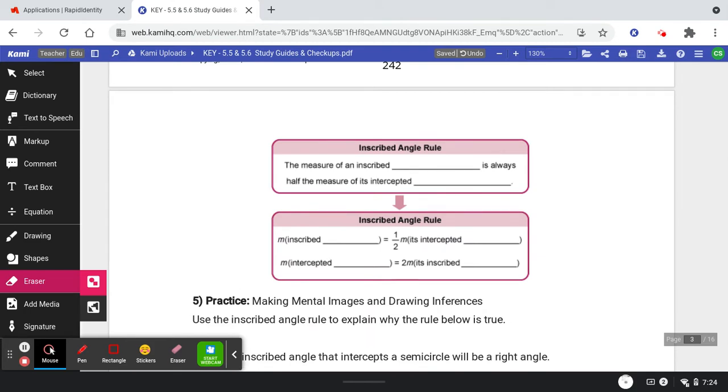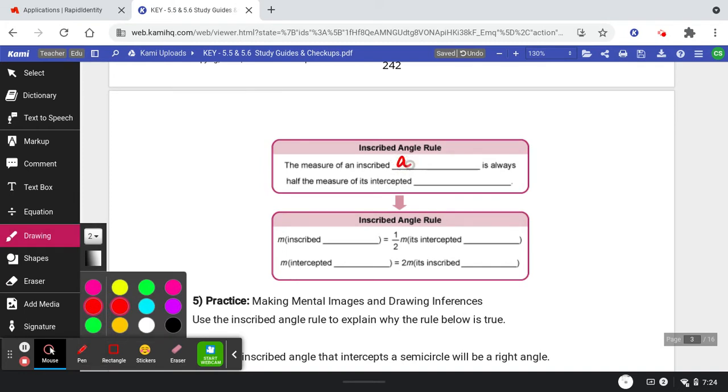All right, the measure of an inscribed angle is always half the measure of its intercepted arc. So here comes the rule: the measure of an inscribed angle is equal to half of its intercepted arc. And going the opposite direction, the measure of its intercepted arc is equal to 2 times the measure of its inscribed angle.